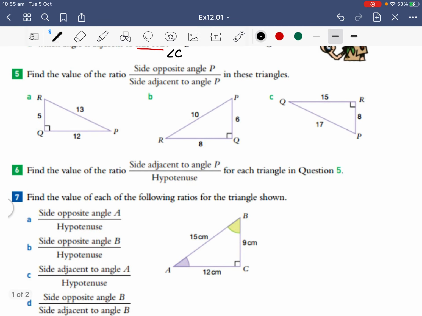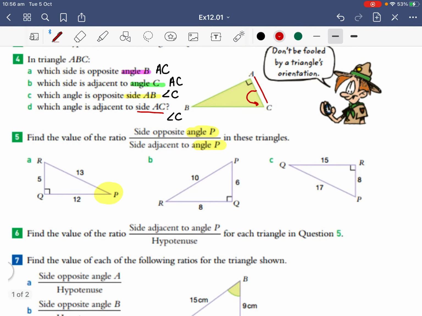For question 5, we want to find the value of this ratio, the side opposite angle P over the side adjacent to angle P in these triangles. So what we're going to do is look at the angle that has been asked. It's asked us for angle P. So I'm going to highlight angle P. And for our ratio, it's the side opposite angle P.